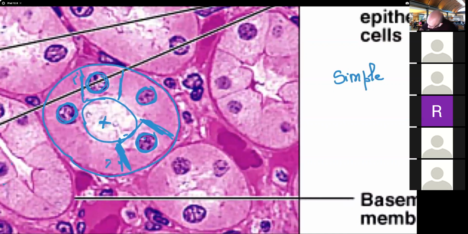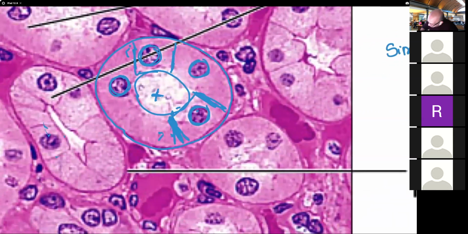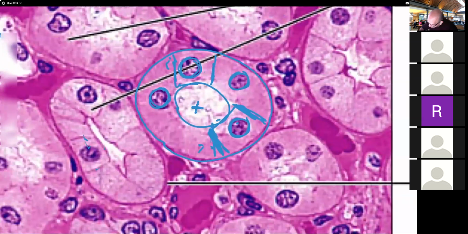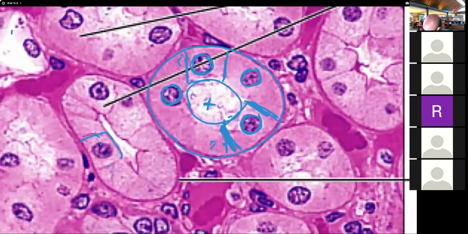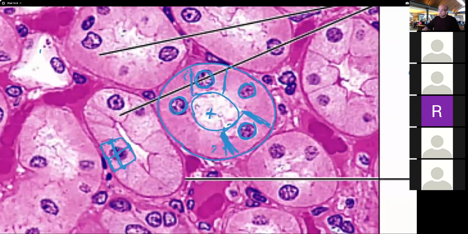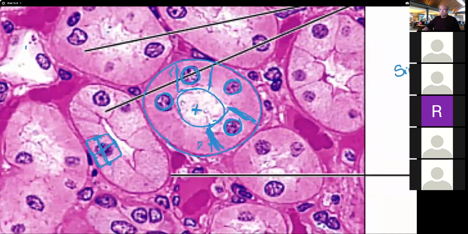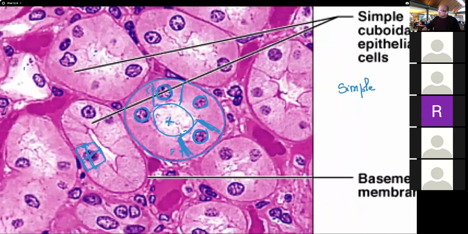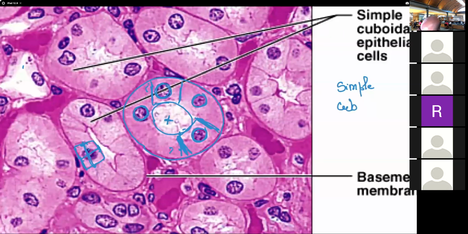And what do you think is the shape of the cells? So let's have a look at another cell where I can see clear borders. What do you think? This is the height of the cell, and this is the width of the cell. Is this flat, cube-shaped, or tall? Is it squamous, cuboidal, or columnar? It's more like a cube, so it's going to be simple cuboidal epithelium.